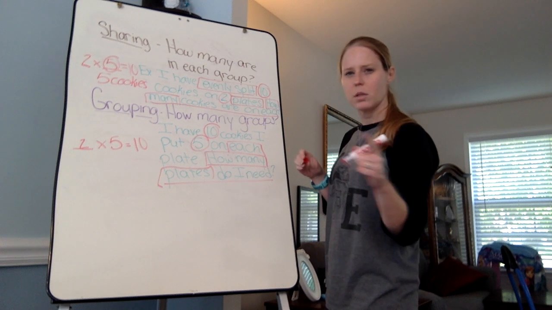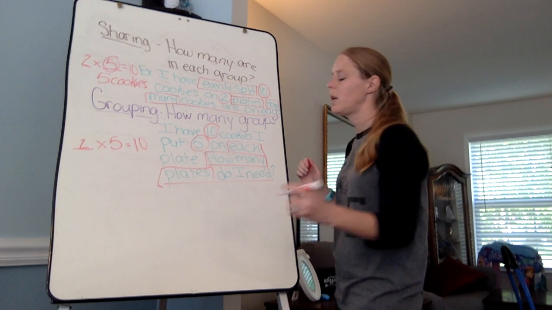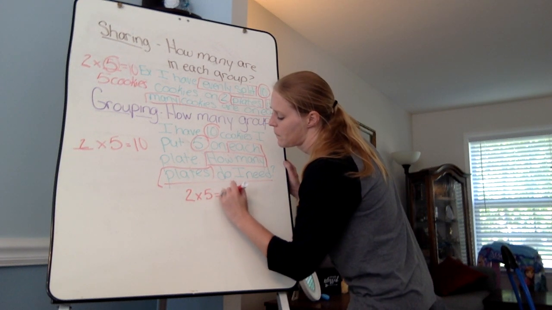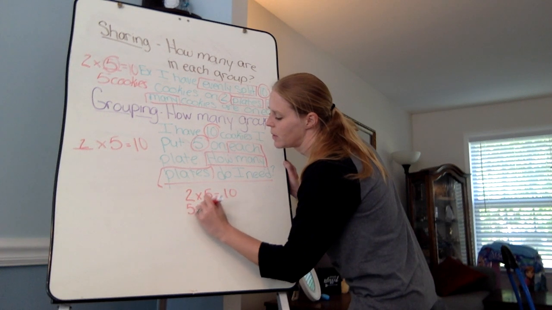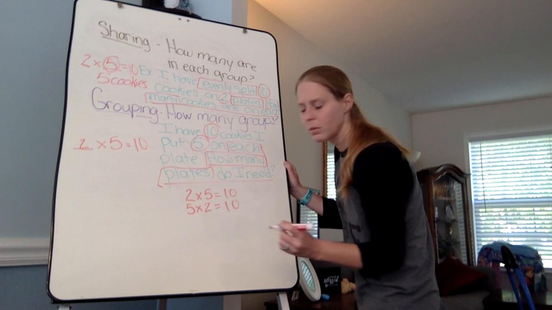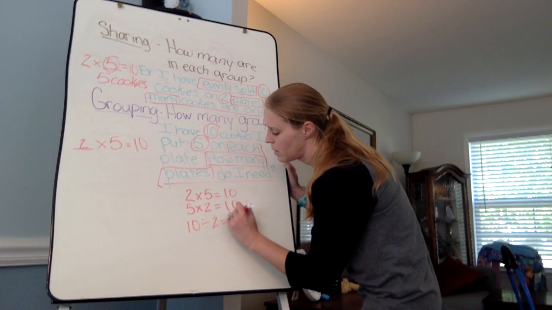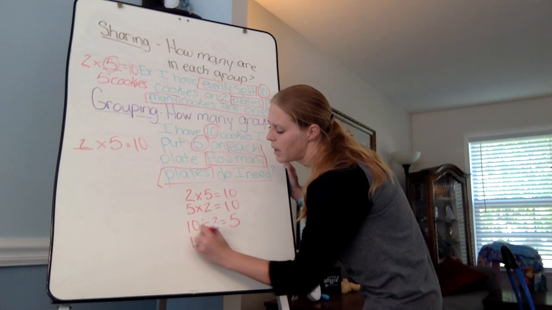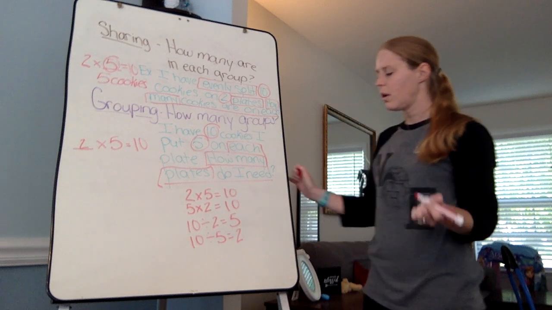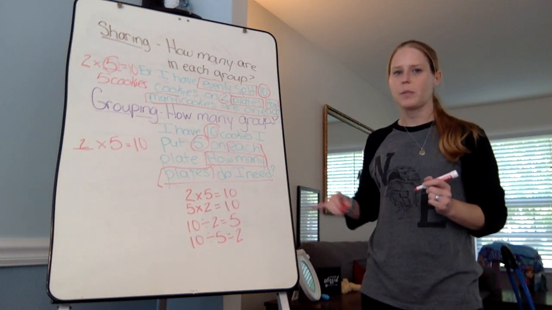Speaking of fact families, let's write these down. Fact families to this: 2 times 5 equals 10. 5 times 2 equals 10. Can help you figure out your unknowns. 10 divided by 2 equals 5. 10 divided by 5 equals 2. Fact families! They really help you figure out some of your missing numbers, especially with the division.